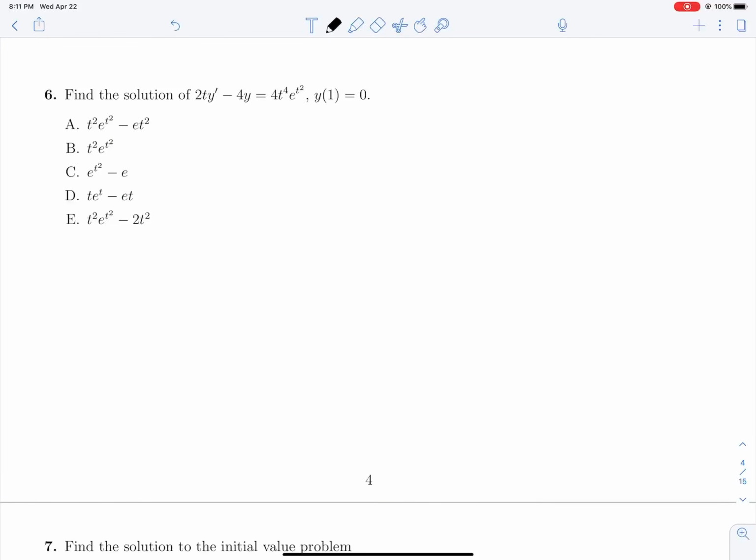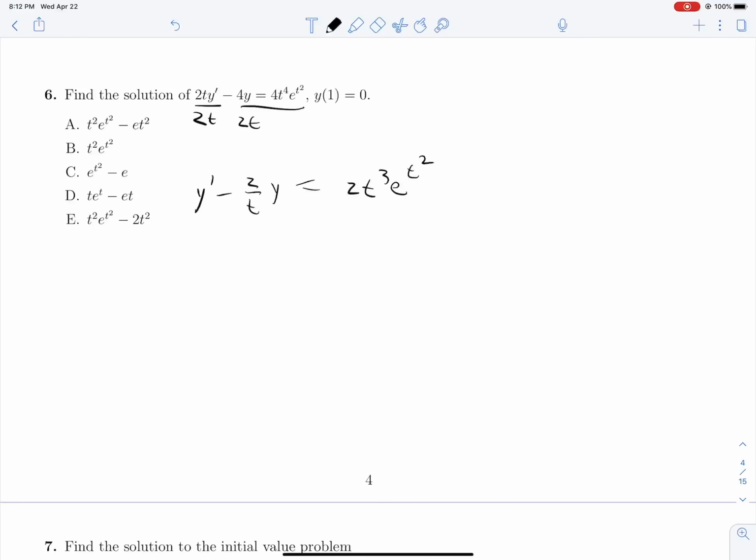4, 5, 6, let's find the solution to this thing. I'm feeling like doing some integrating factor. Let's divide 2t out from everything so that we can find our p of t, so we can integrate for our rho of t, etc., etc. So y prime minus 4 over 2t, so 2 over t y, is equal to 2t cubed e to the t squared.